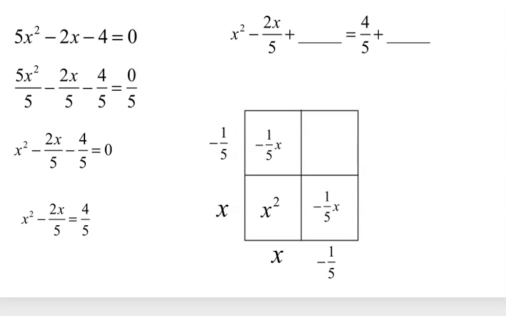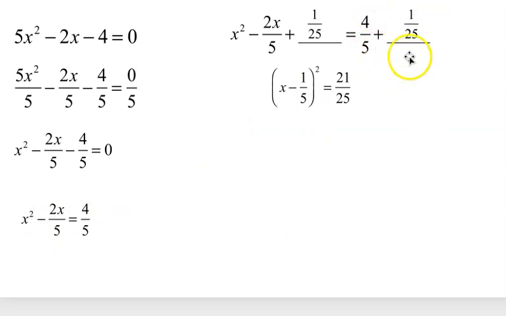To complete the square, we're going to multiply what? Negative 1/5 times negative 1/5, which is positive 1/25. And we'll add that to both sides. Positive 1/25 here, positive 1/25 there. These three pieces, x squared minus 2x over 5 plus 1/25, are the same as these four, x squared minus a fifth x minus a fifth x plus a 25th. But that is the same as x minus a fifth times x minus a fifth. X minus a fifth times x minus a fifth is x minus a fifth squared.